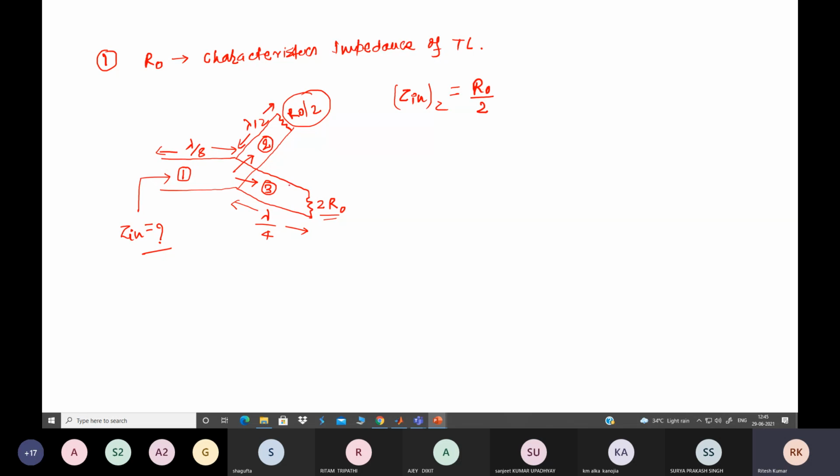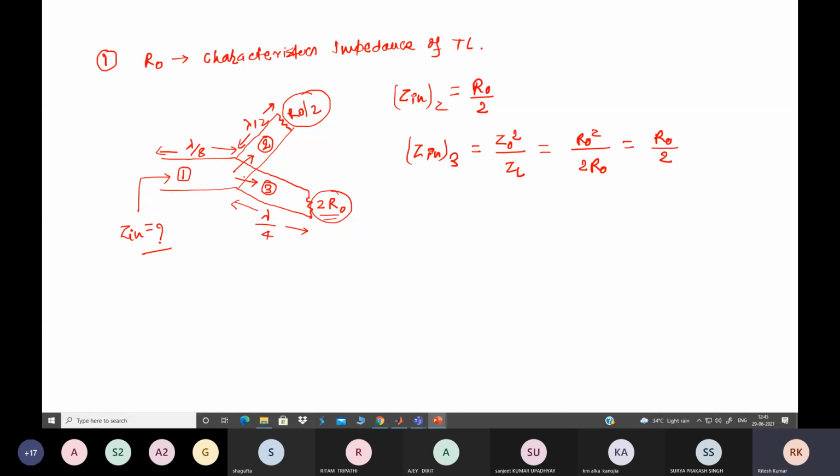Now what is the case for Z in 3, this transmission line? So Z in 3 should be equal to, length is what? Lambda by 4. So once length is lambda by 4, the formula is Z0 square divided by ZL, where Z0 is R0. So we will write here R0 square, divided by ZL. ZL is 2 R0. So we will write here 2 R0, and the value we are getting is R0 divided by 2.